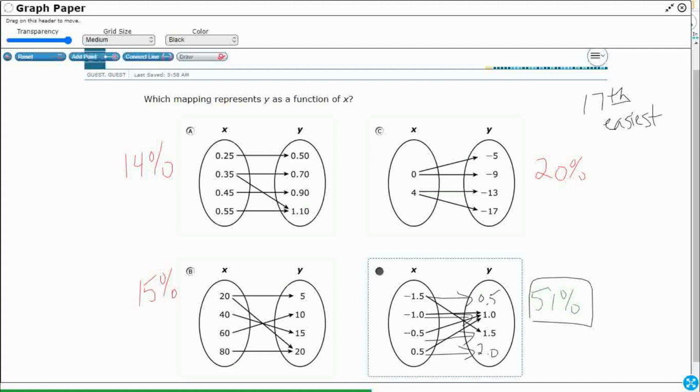So the fact that the correct answer is the one that did not have 4 x's and 4 y's means that we really need to lean into this definition of a function. It's not that each x goes to a different y, but that each x only goes to one y. That's the difference.